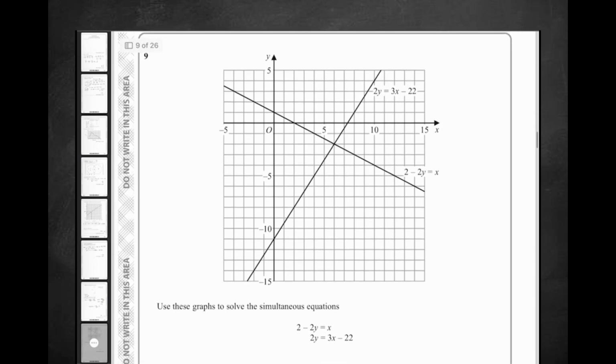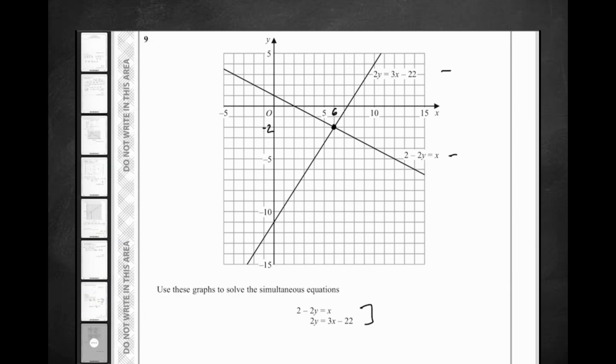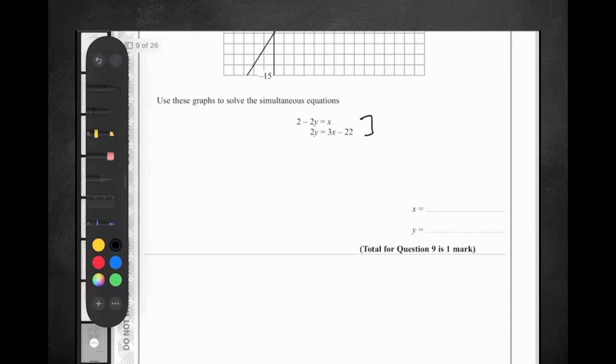Question 9. Use these graphs to solve the simultaneous equations 2 minus 2y equals x, 2y equals 3x minus 22. A quick check tells us that these are the same two lines that they've drawn on the graph. If we're solving the equations, that means two equations that are both true, and the only way that can happen is the crossing point of the two lines. Each square is 1 going along the x-axis, so that's going to be 6, and it's 1 going down the y-axis as well, so that's going to be minus 2. So the crossing point, which is the solution to the equations, is x being 6 and y being minus 2.